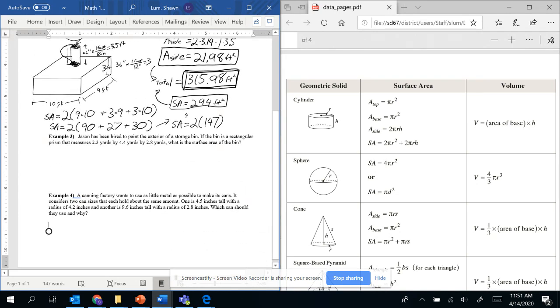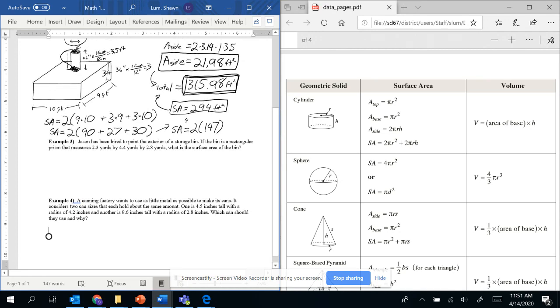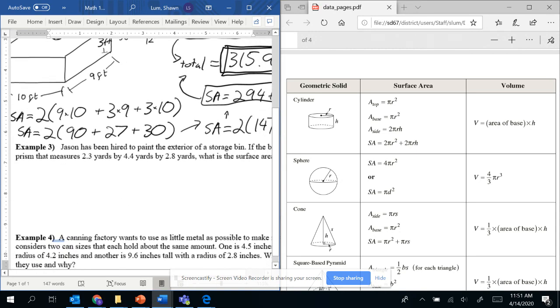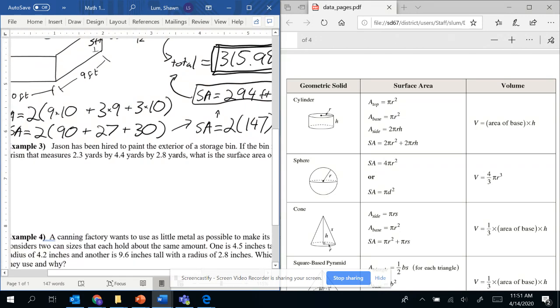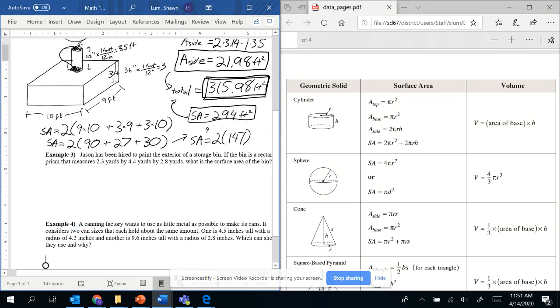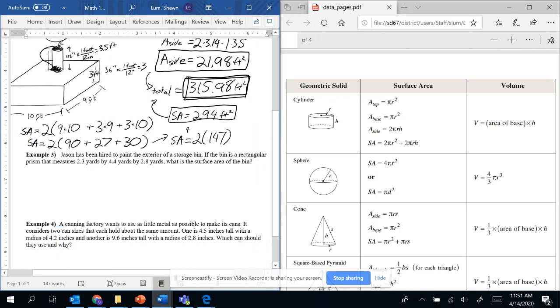Okay. We have two more right here, and we're going to try and do these ones nice and quick. Here we have: Jason has been hired to paint the exterior of a storage bin. If the bin is a rectangular prism that measures 2.3 yards by 4.4 yards by 2.8 yards, what is the surface area of this bin?